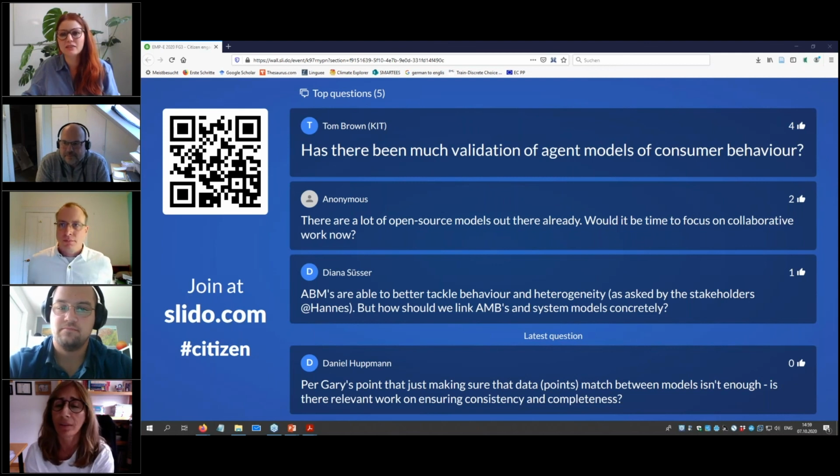I agree with both Christian and Gary. I don't think there is a line to say what steps you have to take to link ABMs and system models. It depends on the question you have to answer, and as Gary said, it depends on what your agent-based model and your system model do, and how they have to collaborate to answer the question. There is no magic trick to link them.